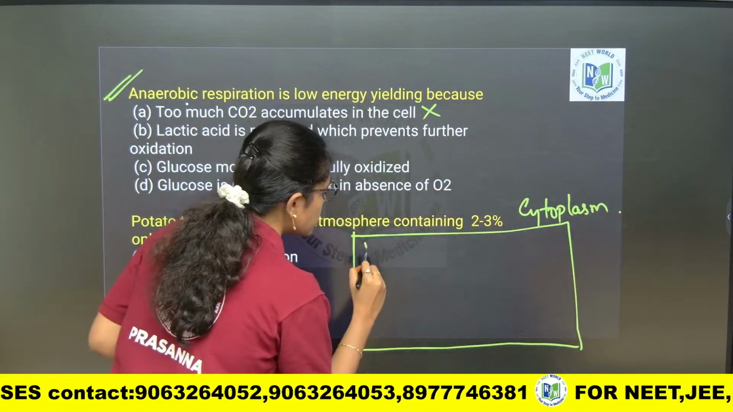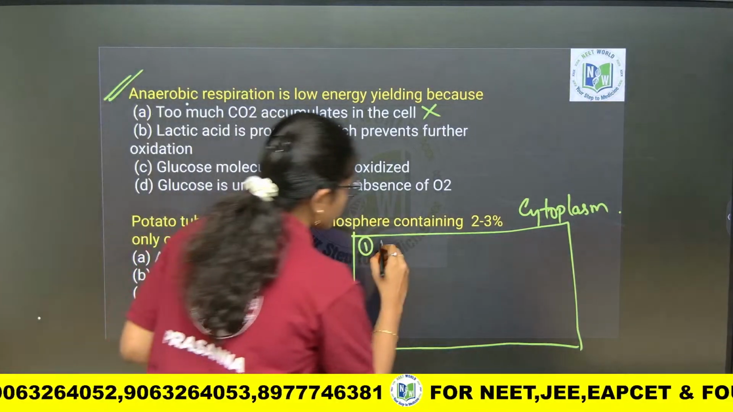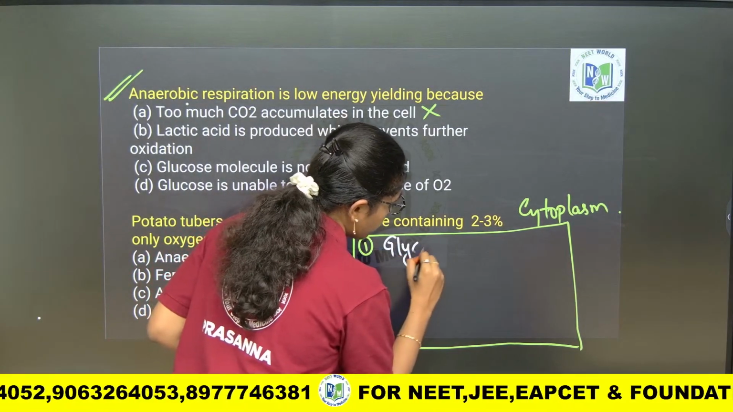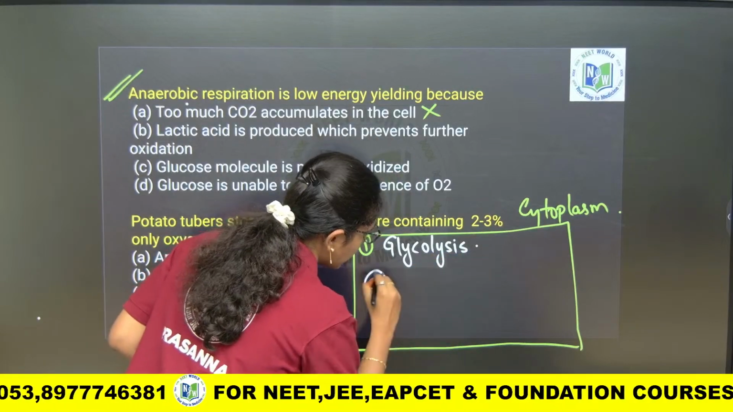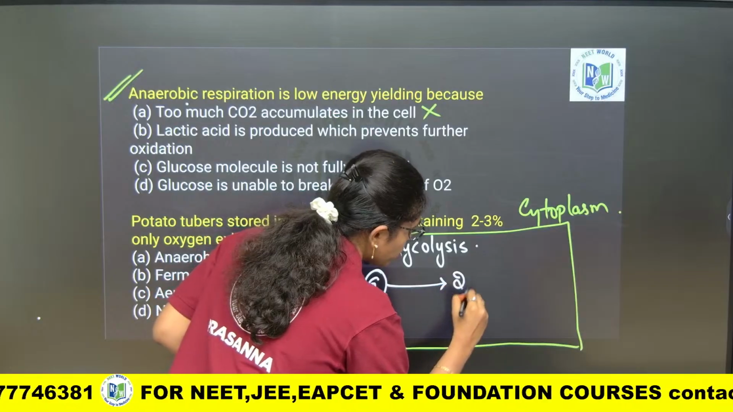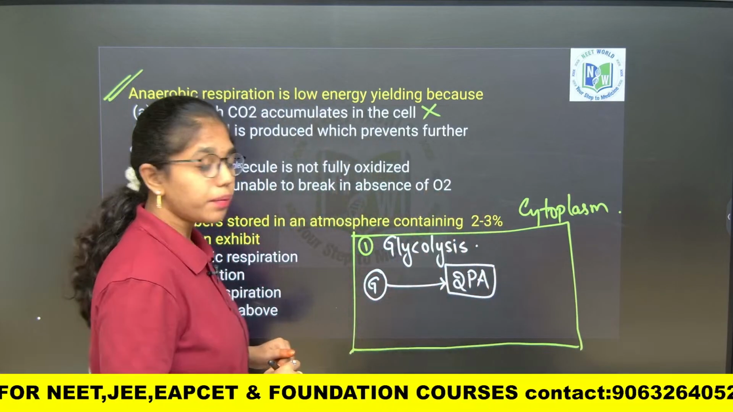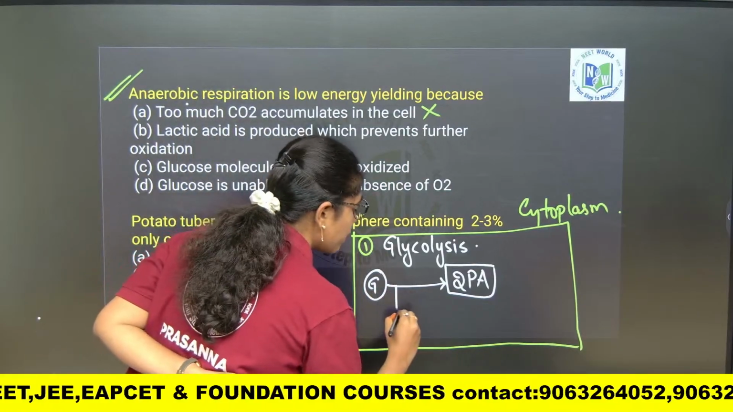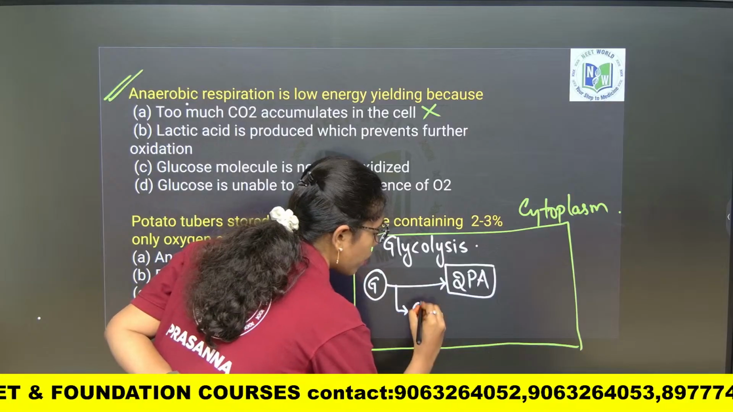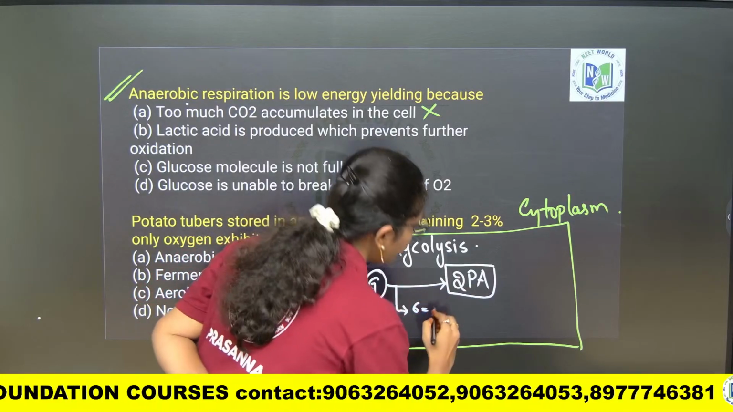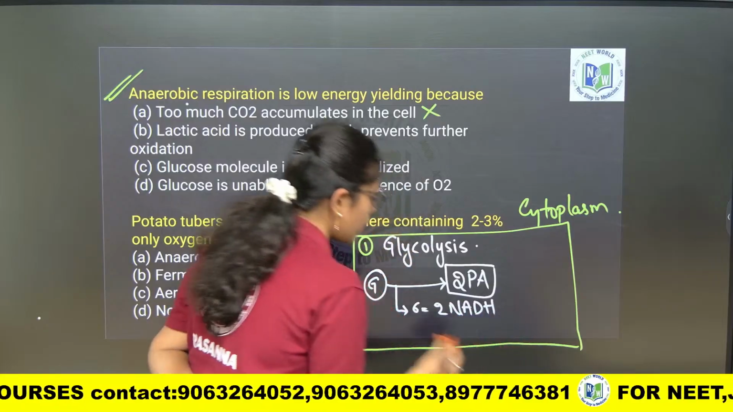So, the very first step that happens during anaerobic respiration is what? Glycolysis, where glucose is incompletely oxidized to 2 molecules of pyruvic acid, right? So here, if you have to see where the energy is released, during the 6th step 2 NADH will be released.